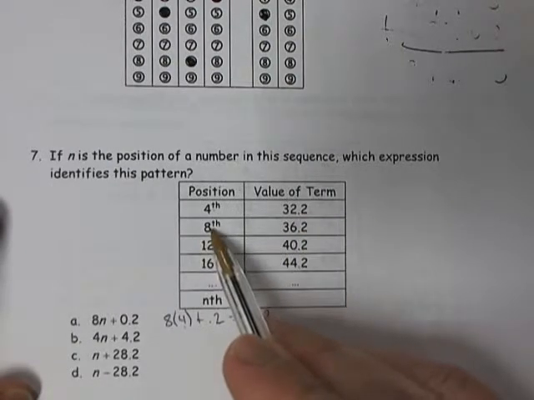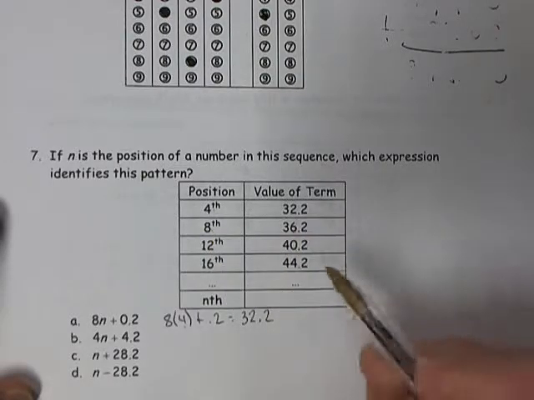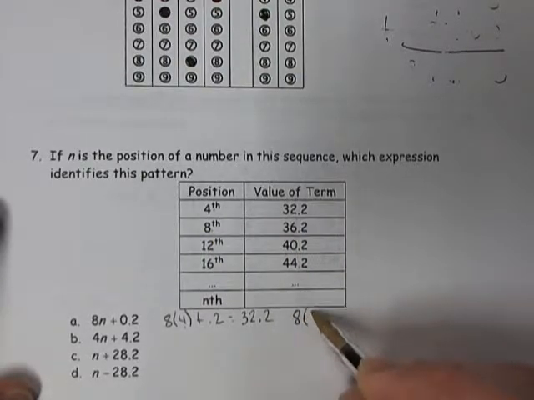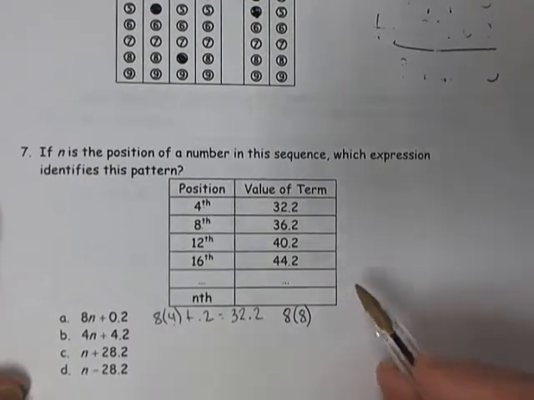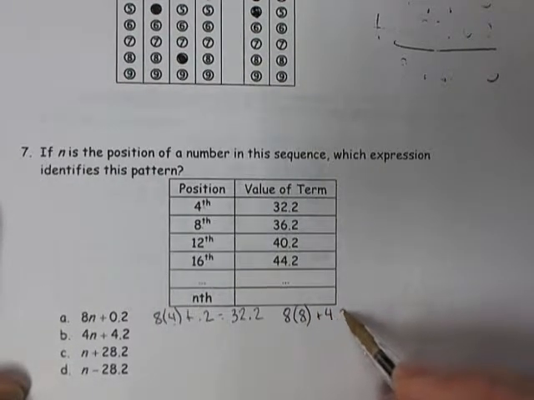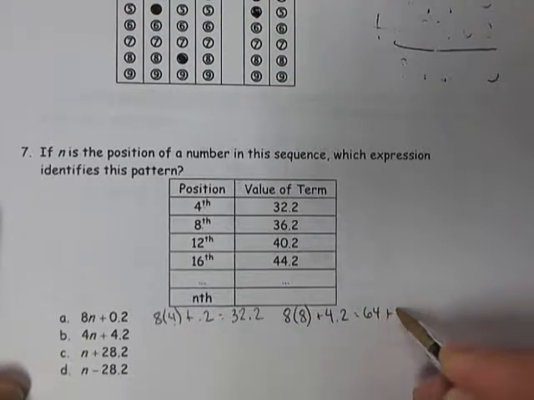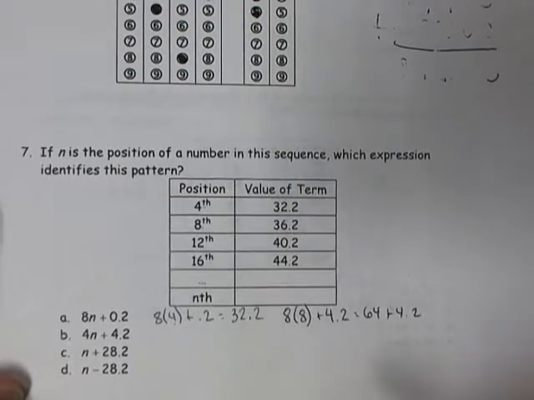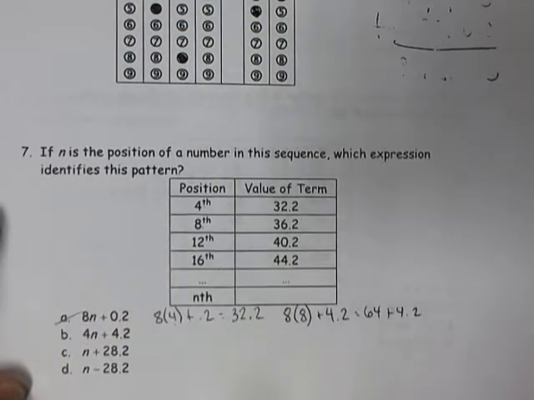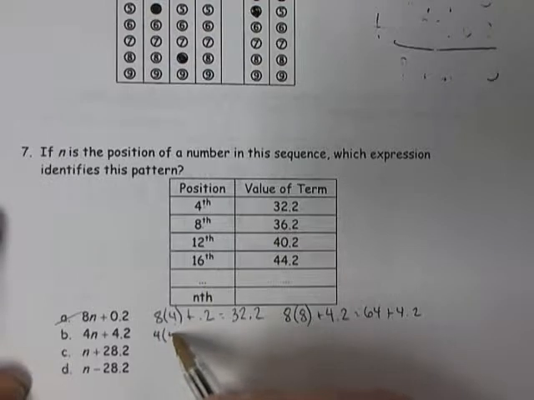Let's plug in position 8 to see if we get 36.2 in our rule. So 8 times position 8 plus 4.2. 8 times 8 is 64, plus 4.2. We're not even close. So we can eliminate answer choice A, right? Because 64 plus 4.2 is going to be 68.2. We want 36.2. Let's try answer choice B: 4 times position 4 plus 4.2.